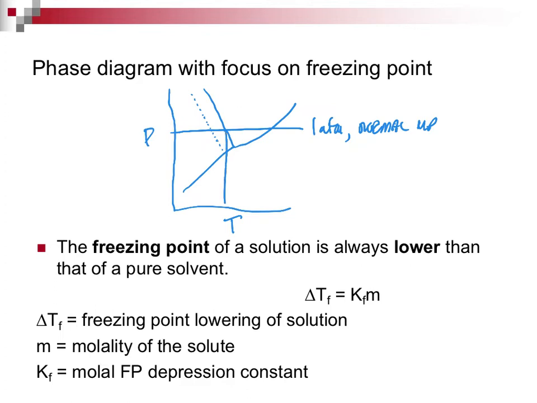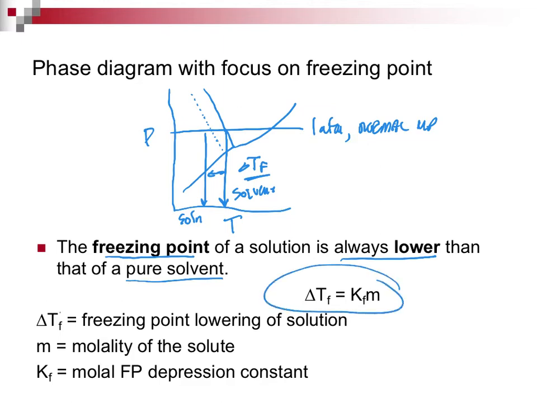I will have one line that drops down. This is my solvent. And I will have a second line that drops down. This is my solution. And the distance in between is the delta TF, the change in freezing point, okay? So the freezing point is always lower than that of a pure solvent. And here is the equation that we use. Delta TF, freezing point lowering, m is the molality, and Kf is the molal freezing point depression constant.